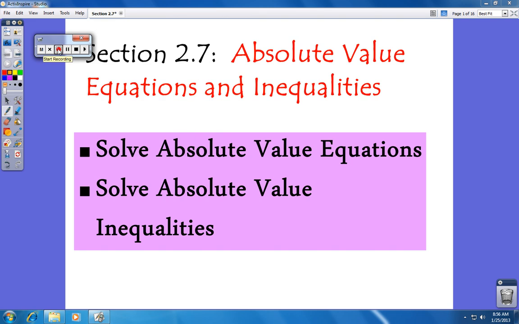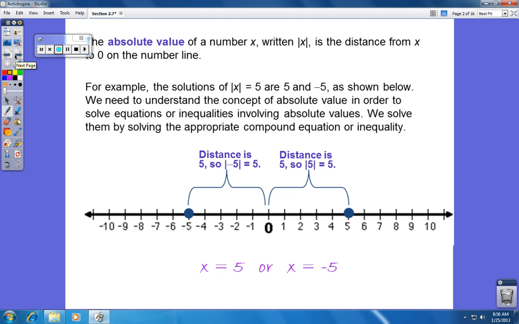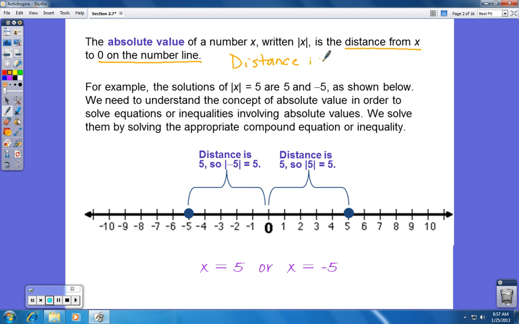This is a mini lesson on section 2.7, absolute value equations and inequalities. The key thing to remember about an absolute value equation and inequality is that an absolute value refers to distance from 0 on a number line. Now if you think about distance, the value of distance is always positive.